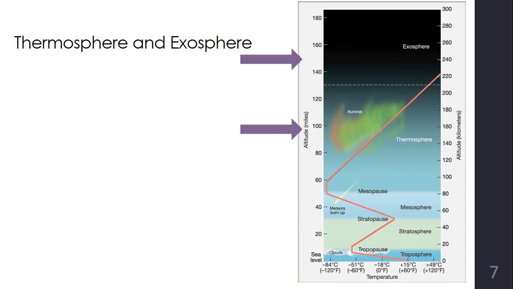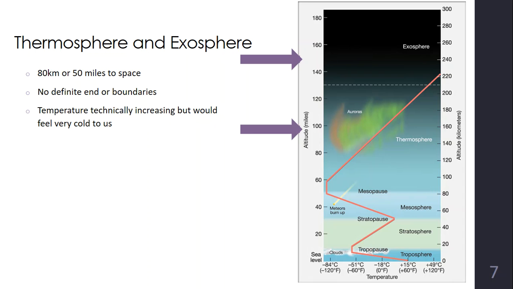The thermosphere and the exosphere, and depending on the textbook that you use, they might not even talk about the exosphere, you might just end with the thermosphere, but those are the most upper layers of the atmosphere. They go from about 50 miles up to space. There's no definite end or boundaries. Temperature technically is increasing, but it would feel very cold to us because there's really no atmosphere in there to hang on to anything. There's very, very few molecules.